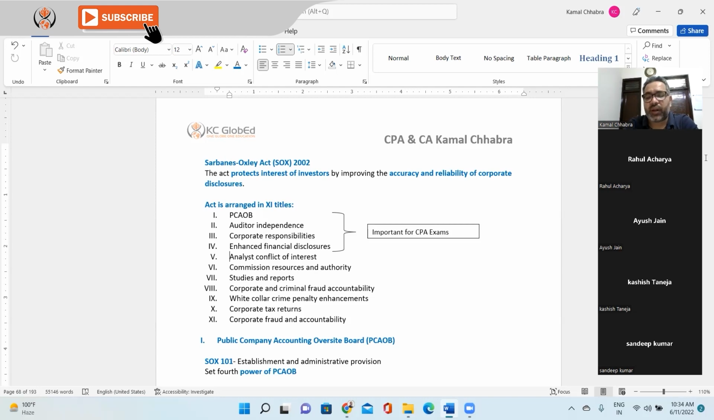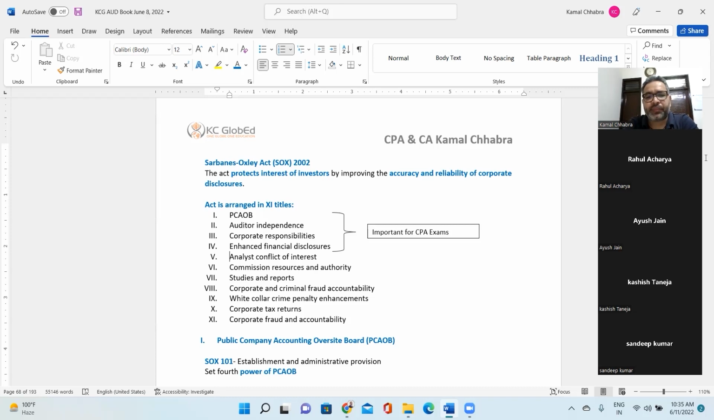Third is corporate responsibility. So here they have laid down certain responsibilities on the company side also, right? Some of you said design, operation, and maintenance of the internal controls is the management's responsibility. From where exactly is it coming? It is coming from the corporate responsibility covered under the SOX Act 2002.